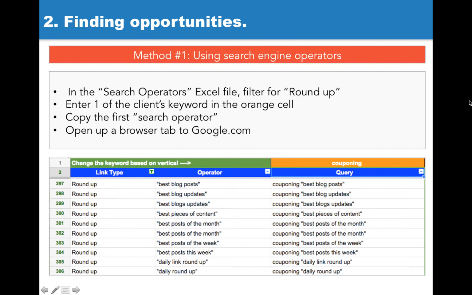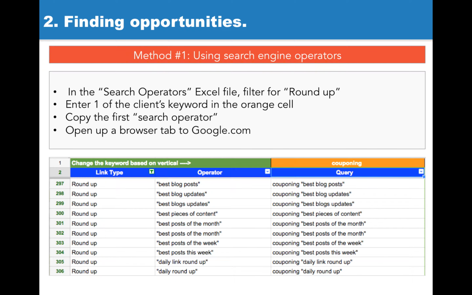All right, now I'm talking to the link prospector. This is my researcher who is going through and looking for opportunities. And right now we are going to be talking about 3 different ways to find link roundup opportunities. And I'm going to make 3 different videos.